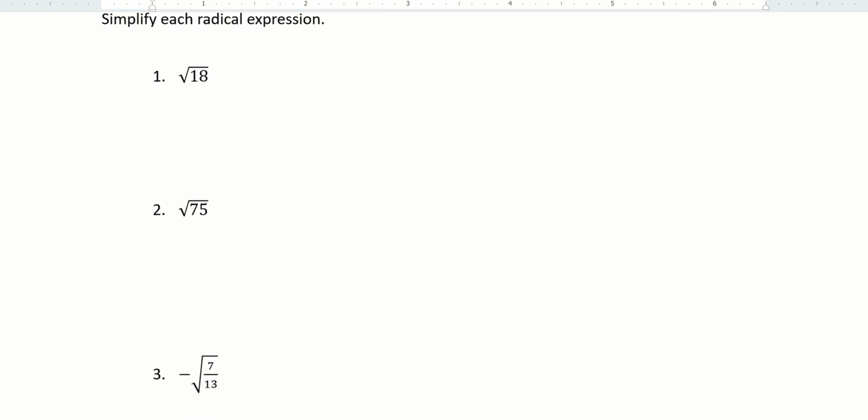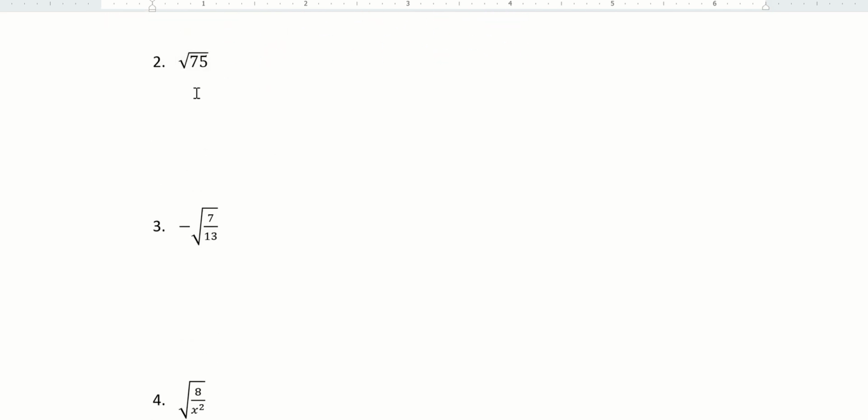So I'm asking myself, is there a perfect square factor of 18? And the answer is yes. So that's square root of 9 times the square root of 2. So we can write that as 3 times the square root of 2, because I'm just taking the square root of 9. So that would be my answer. Does 75 have a perfect square factor? Yes. It would be square root of 25 times 3. And you don't have to write all these steps if you're seeing it.